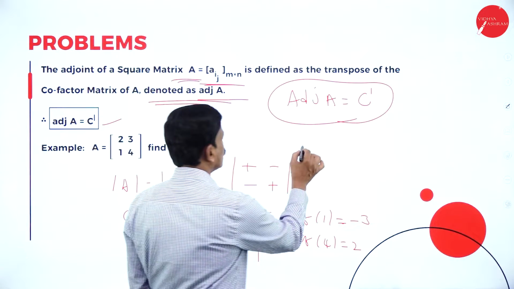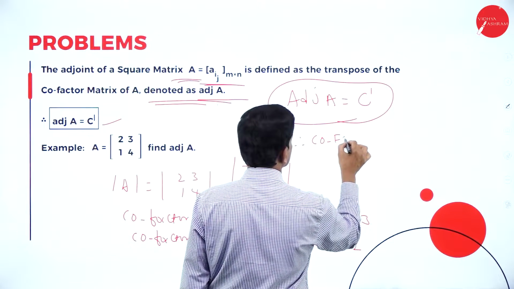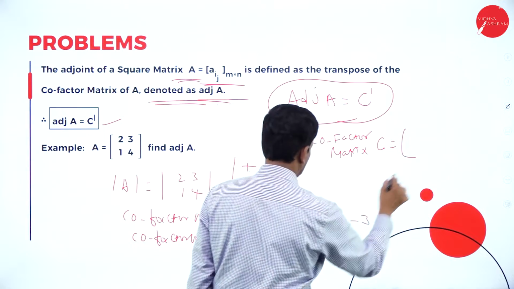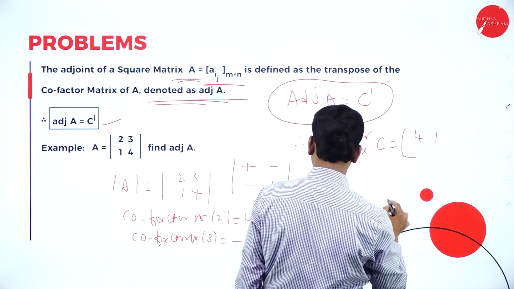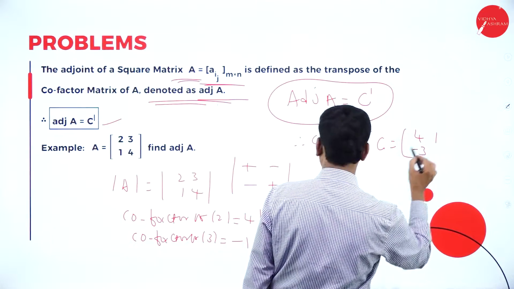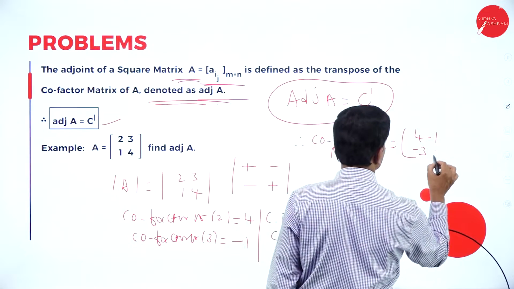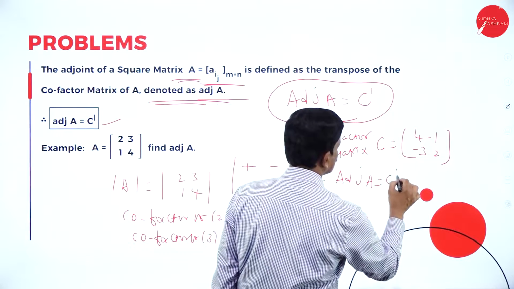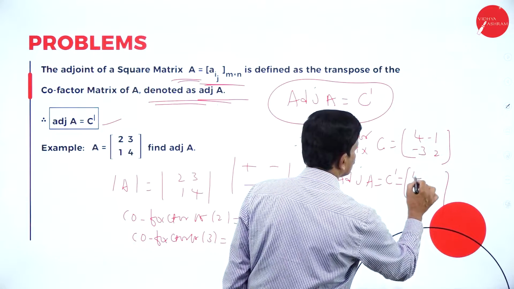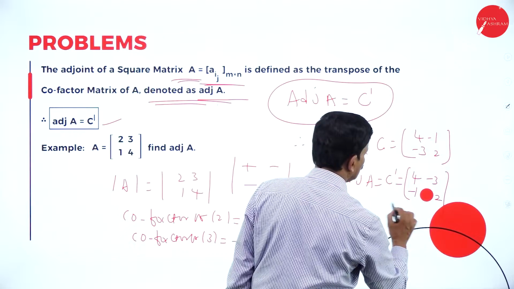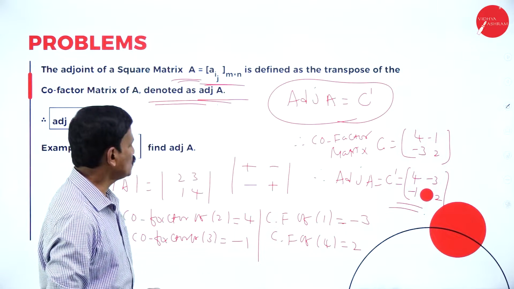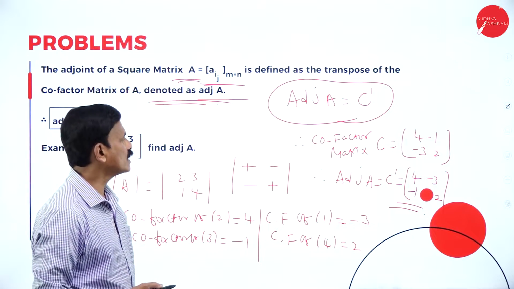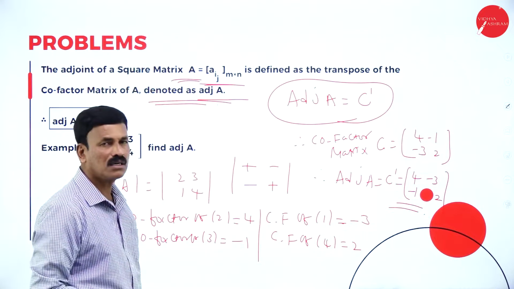So therefore, the cofactor matrix C is equal to: what are the cofactors in the first row? 4, 1. In the second row, minus 3 and 4, minus 1, minus 3 and 2. So therefore, the adjoint of A is equal to C dash, the transpose of this, that is 4, minus 1, minus 3 and 2. This is the adjoint. So the adjoint is given by adj A equal to 4, minus 3, minus 1 and 2. This is for 3 marks or 5 marks.